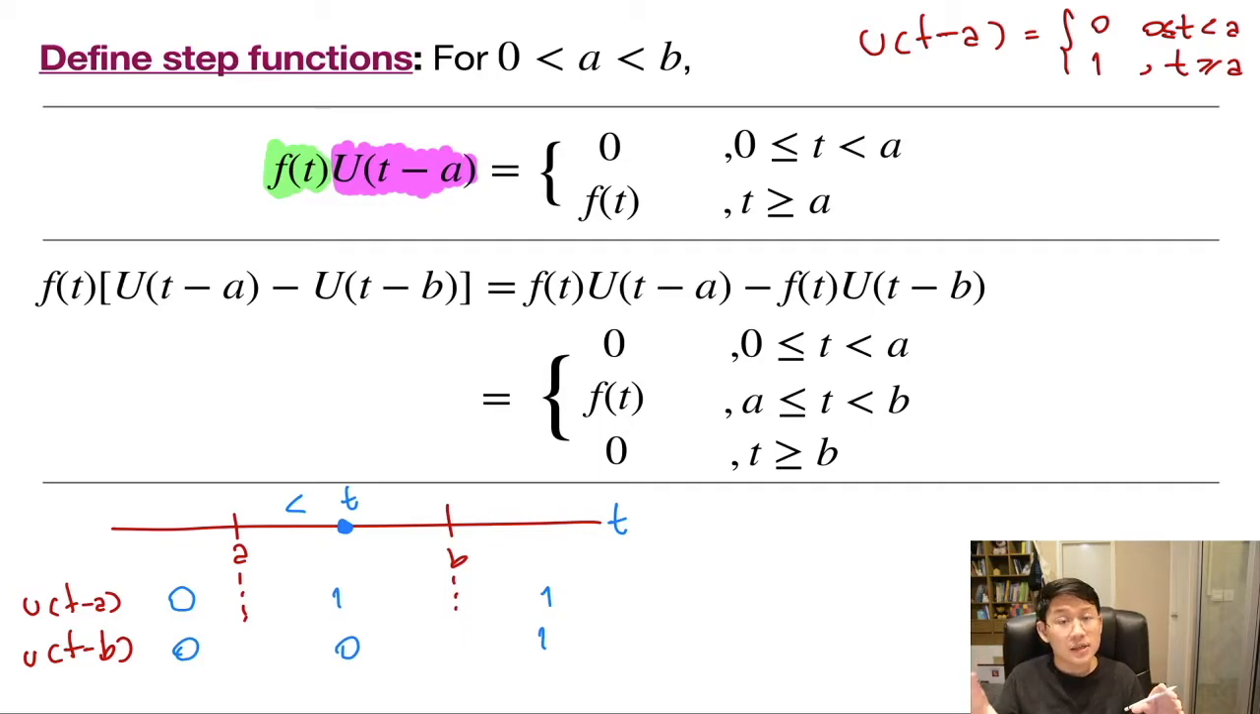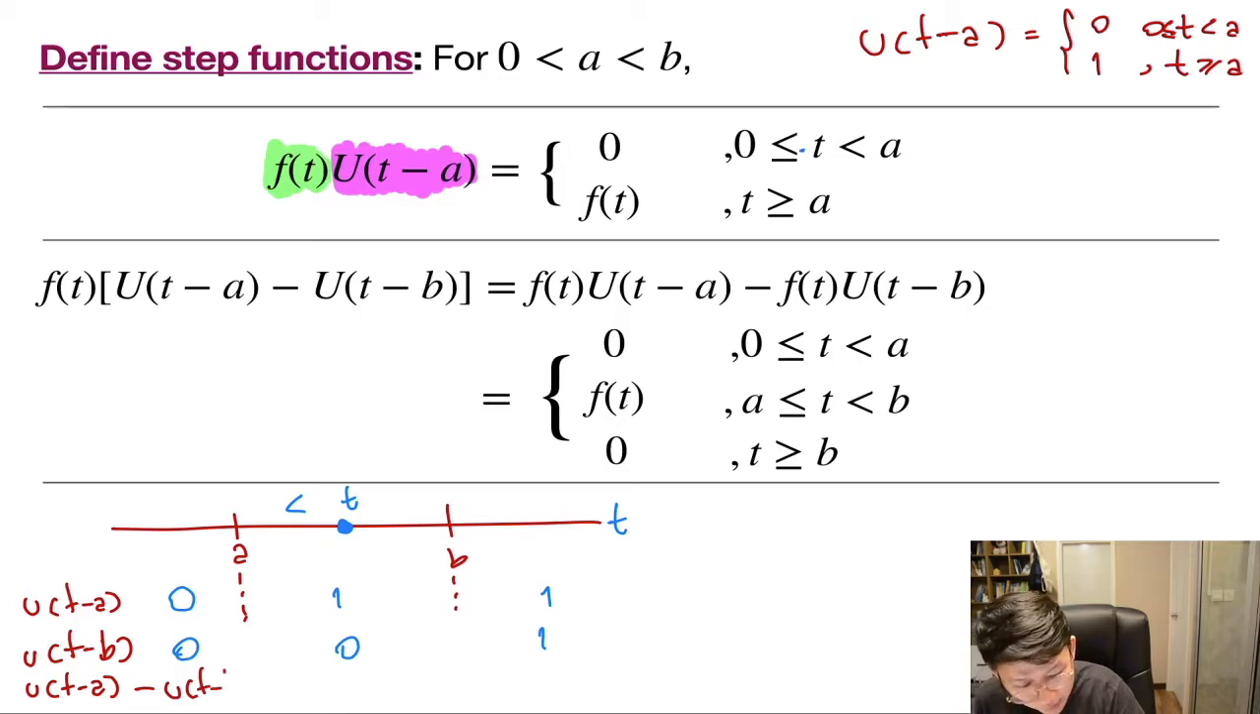Because u(t-b) would be 1 when t is bigger than b. Sorry. So we would have that u(t-a) minus u(t-b) would be 0 here, right? Because 0 minus 0 is 0. Here it would be 1. And here it would be 0 because it will be 1 minus 1. Cool?